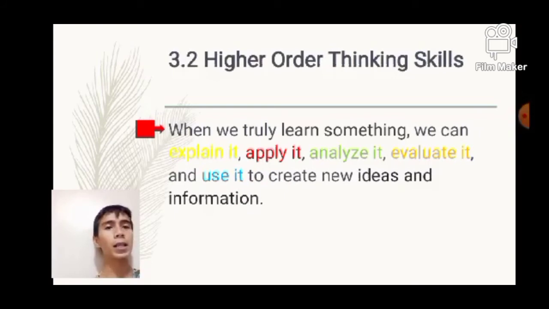Higher order thinking skill. When we truly learn something, we can explain it, apply it, analyze it, evaluate it, and use it to create new ideas and information. So, this is according to Bloom's taxonomy, from the lower order thinking skill up to the higher order thinking skill.